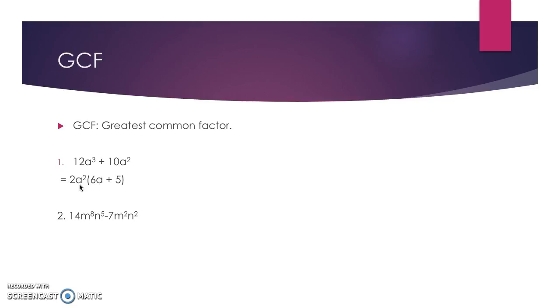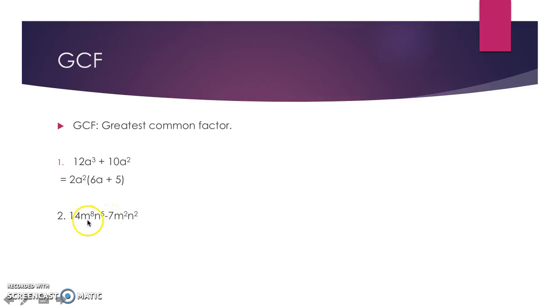Number 2, we have 14m to the 8th power, n to the 5th power, minus 7m squared, n squared. So the first thing we look for is we look at the integers, okay, the 14 and negative 7. We were looking for the greatest common factor of both 14 and 7. In this case, it is 7. So we're going to go ahead and factor out a 7.